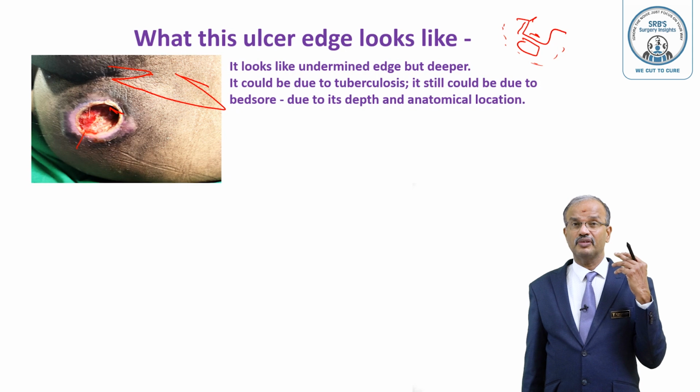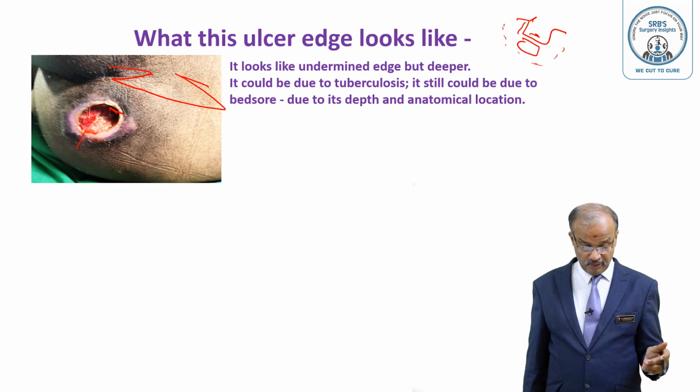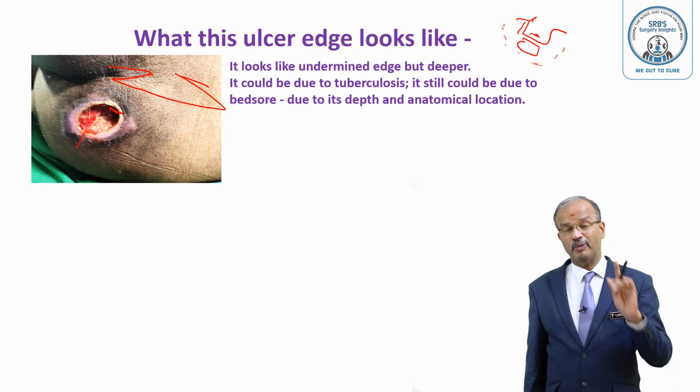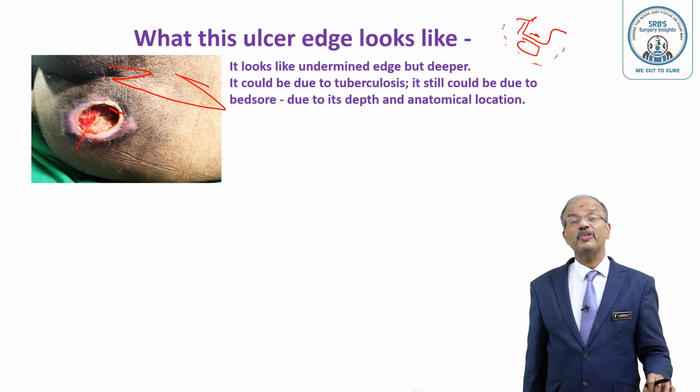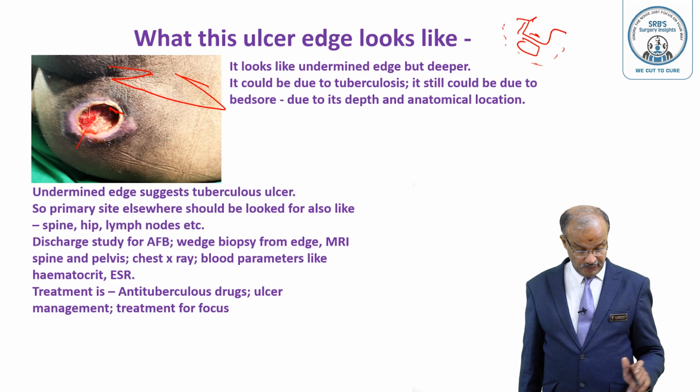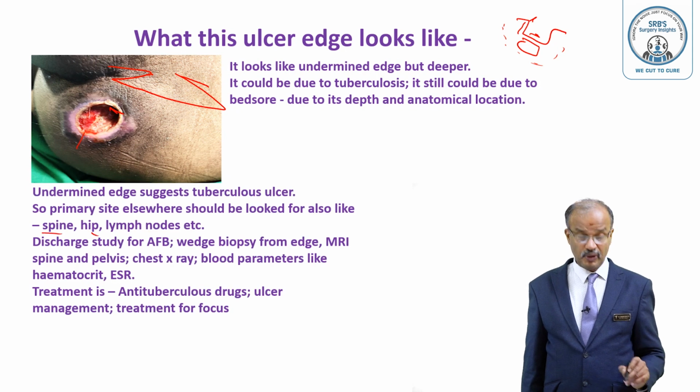Tuberculous lymphadenopathy is the circulating type, common in the neck, which ruptures and forms an ulcer. So an ulcer can occur. So undermined is typical of tuberculosis. Remember, punched out is typical of the trophic ulcer or bed sore. So the primary site elsewhere should be looked for, like spine, hip, lymph node.